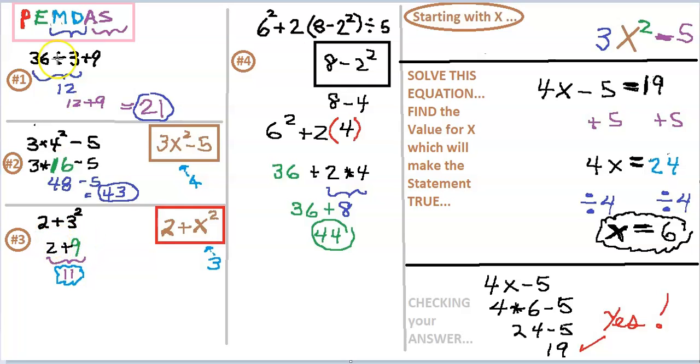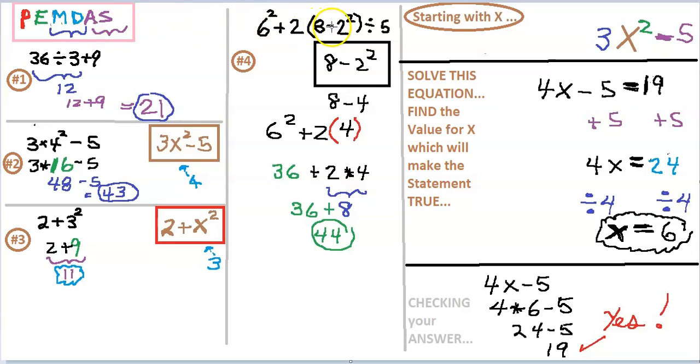Then we do the addition. There's no multiplication and division, so we're going to go over here to the addition and subtraction, and we get 11. Now this one here gets the most complicated, because now we have a parenthesis, and we go inside the parenthesis and do all of that arithmetic using the rules.